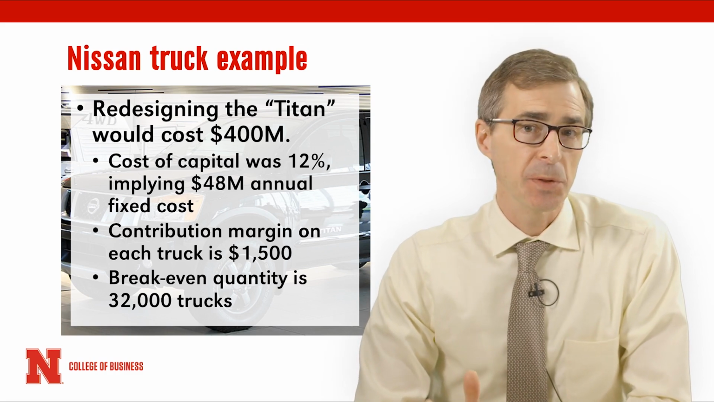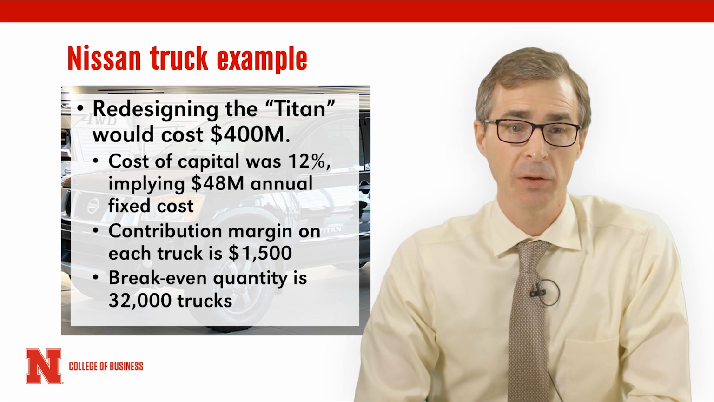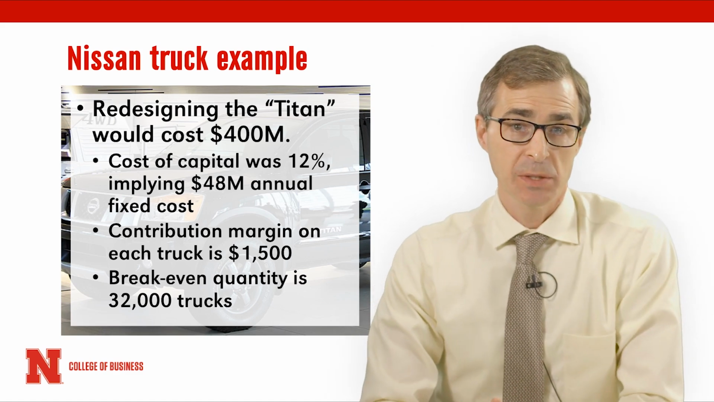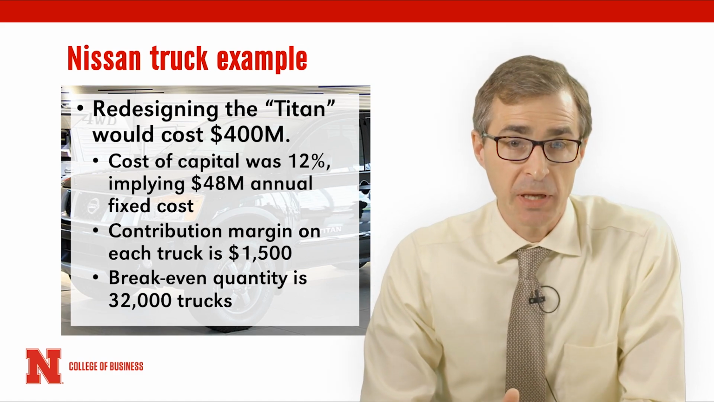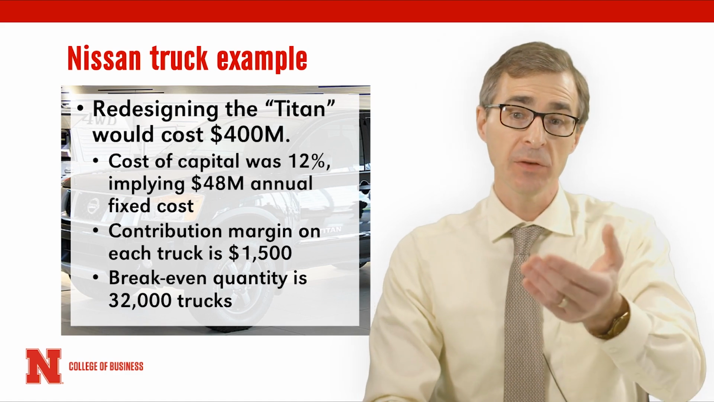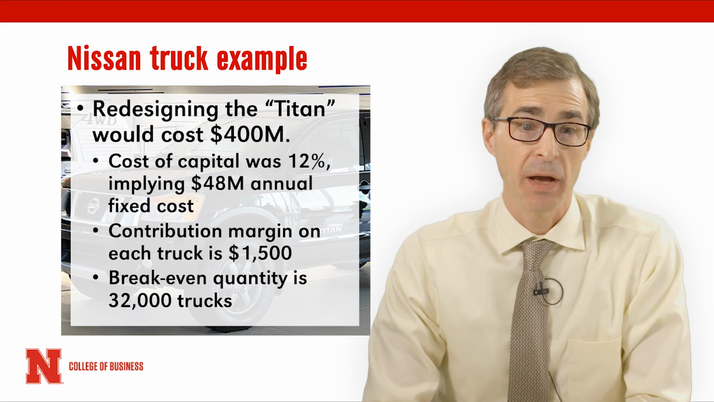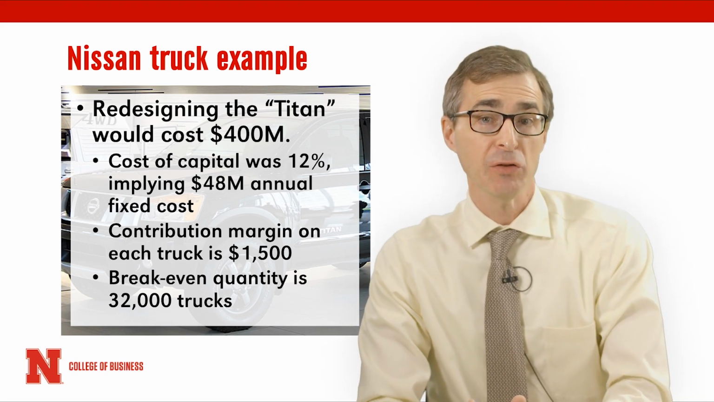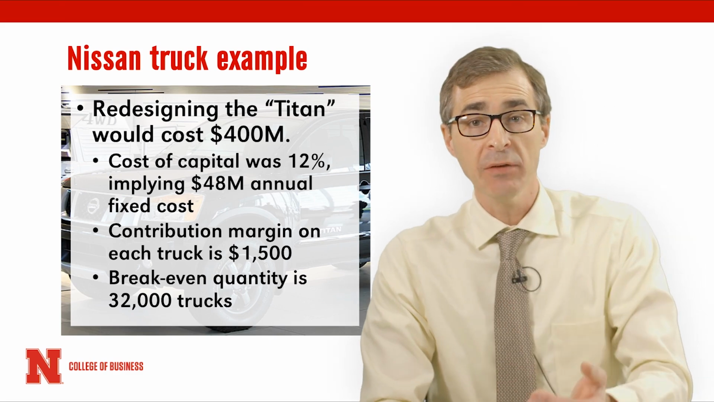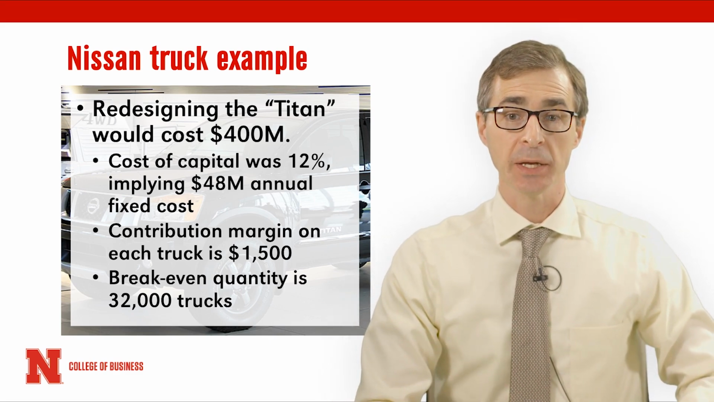Now, Nissan knew that the contribution margin on each of its trucks was about $1,500. And we can use the formula from the previous slide to find a break-even quantity. The break-even quantity is equal to the fixed cost, in this case about $48 million, divided by the contribution margin, 1,500, and that works out to be about 32,000 trucks that Nissan would need to sell each year to break even on its redesign project. In other words, to cover the cost of redesigning.